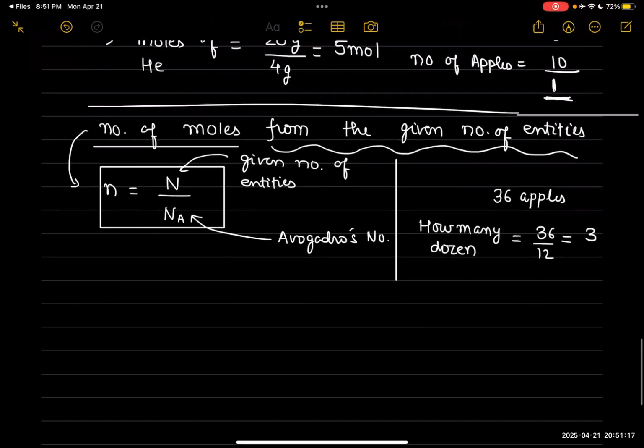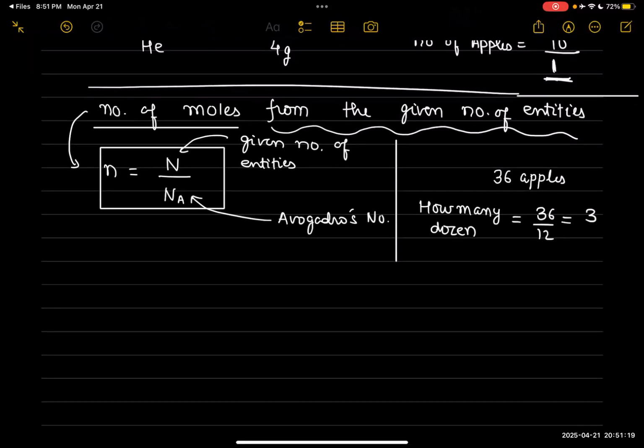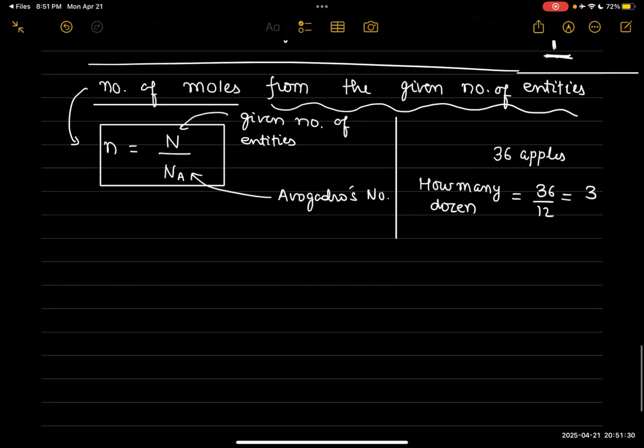If the number is given, divide by Avogadro number. Number should be divided by number to get the moles. Got it? Is that clear to you?